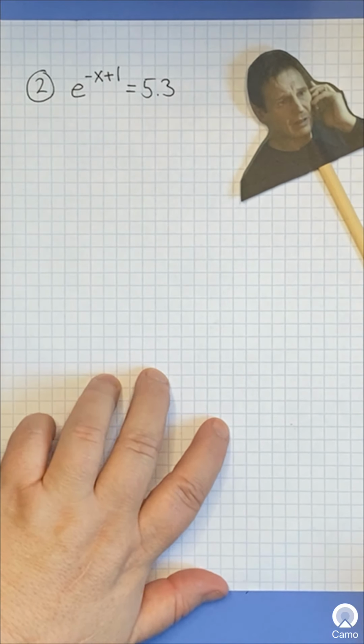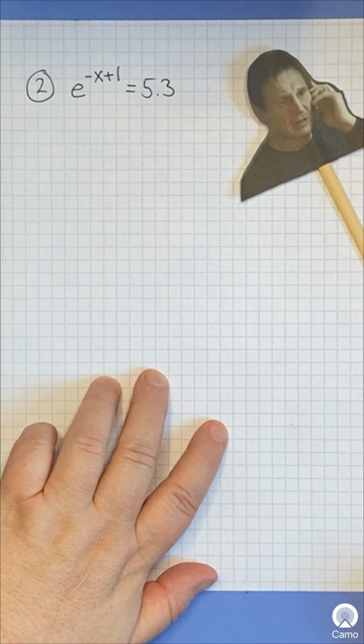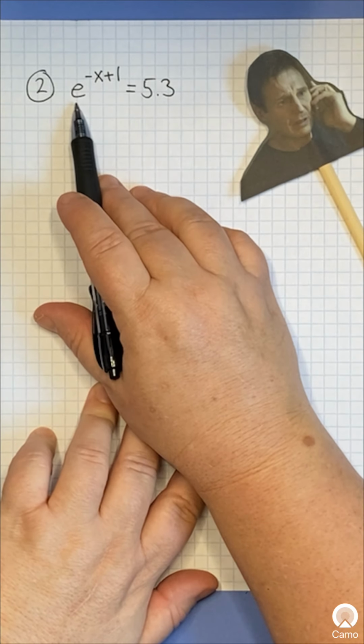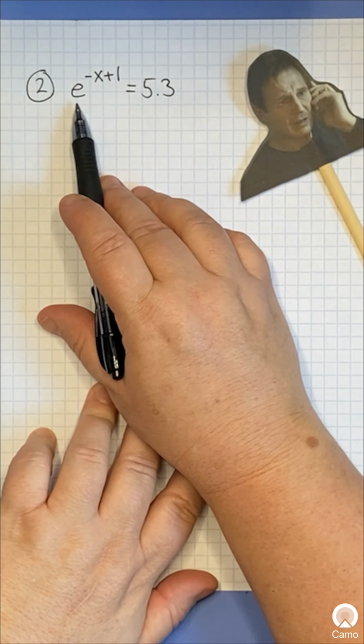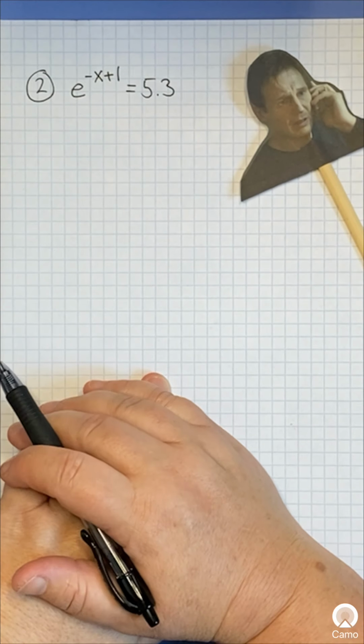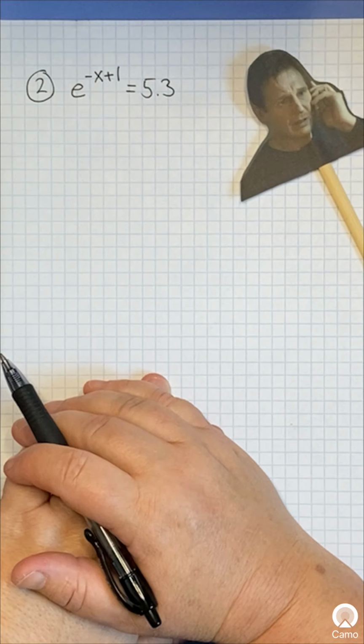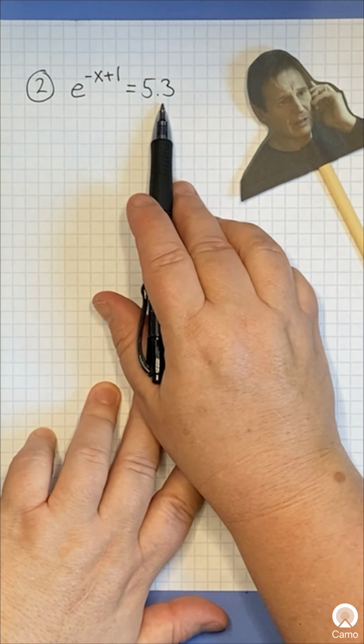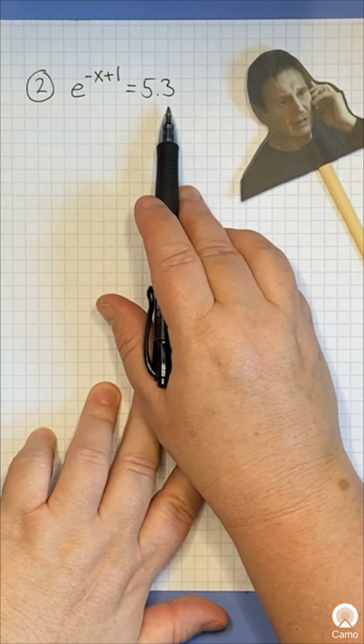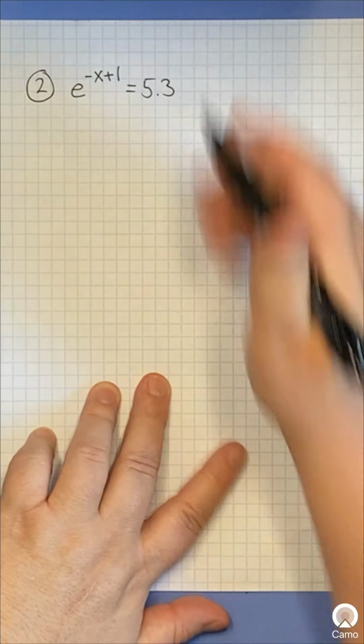Okay, so what are we going to do? We know we're going to use logarithms. Why do we know that? Well, there's an e here. e stands for the exponential or Euler's number. This is the natural constant. This is this strange, cool little number. But 5.3 is not that number. And so the bases do not match.